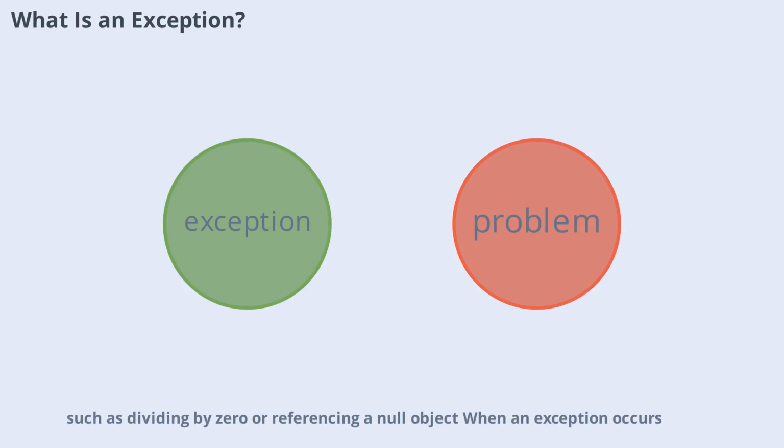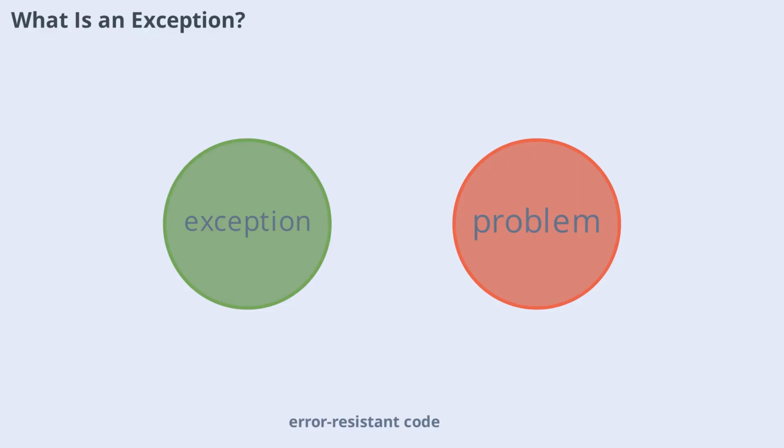When an exception occurs, it interrupts the normal flow of your program and transfers control to special code designed to handle the problem. This mechanism helps prevent your application from crashing unexpectedly and allows you to provide meaningful feedback or recovery steps for users. Understanding exceptions is the first step to writing robust, error-resistant code.